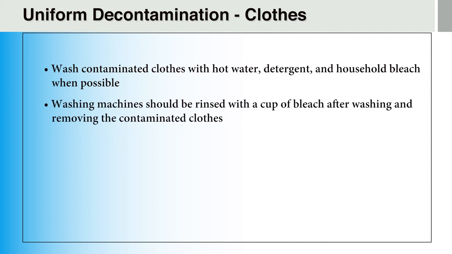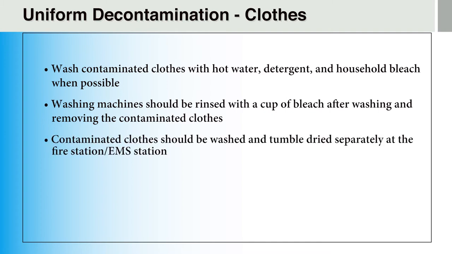Washing machines should be rinsed with a cup of bleach after washing and removing the contaminated clothes. It is recommended that providers do not wash potentially contaminated clothing in their own washing machines at home. Instead, clothes and uniforms should be washed and tumble dried separately at the fire or EMS station to reduce the chance of bringing infectious microbes into your home.